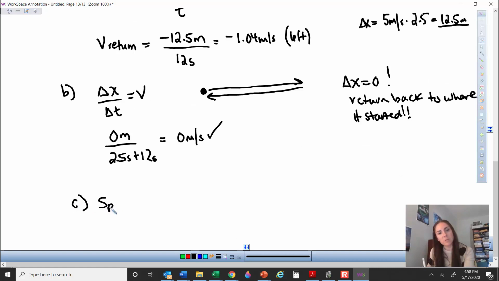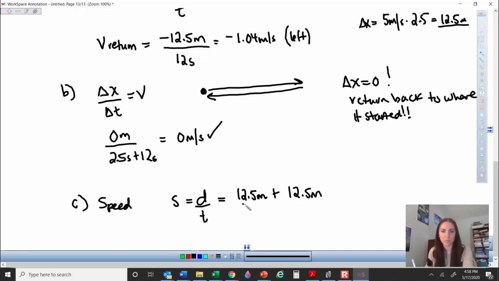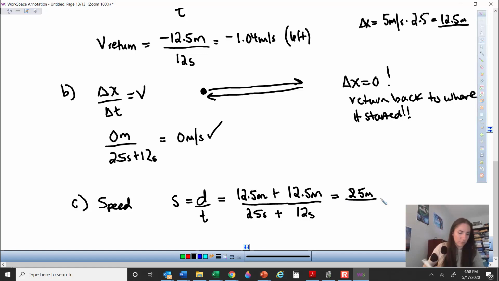The last one is the speed through the entire trip, right? So speed is distance over time. So now I need the distance over time. Now it goes 12.5 meters there, 12.5 meters back. That's 25 meters. And then I have to divide by the total time, 2.5 seconds there, plus 12 seconds back. And that's 14.5 if I add those two up.